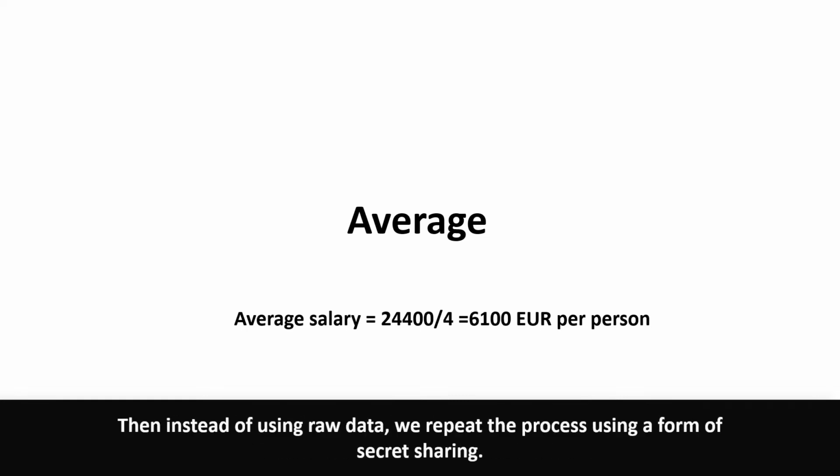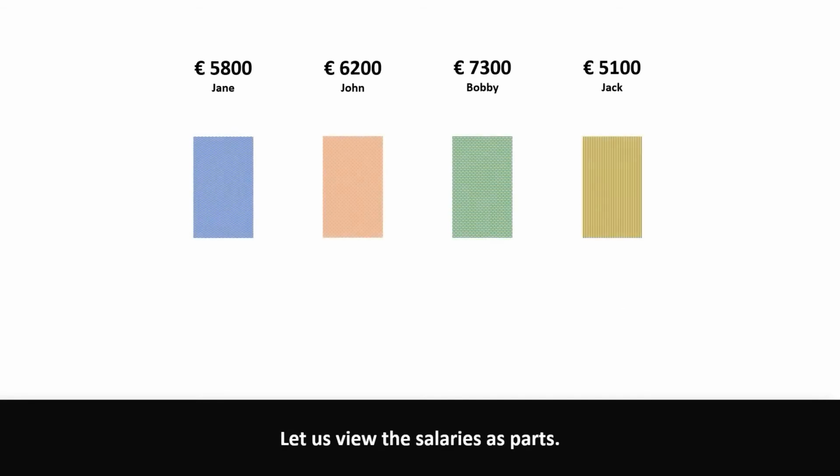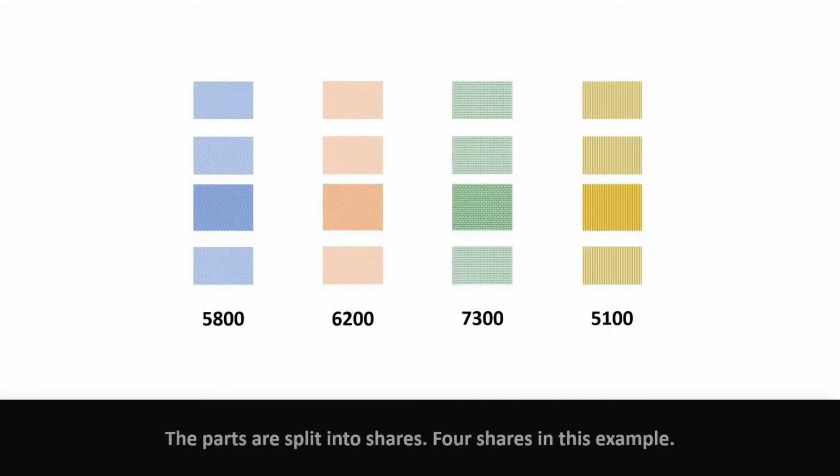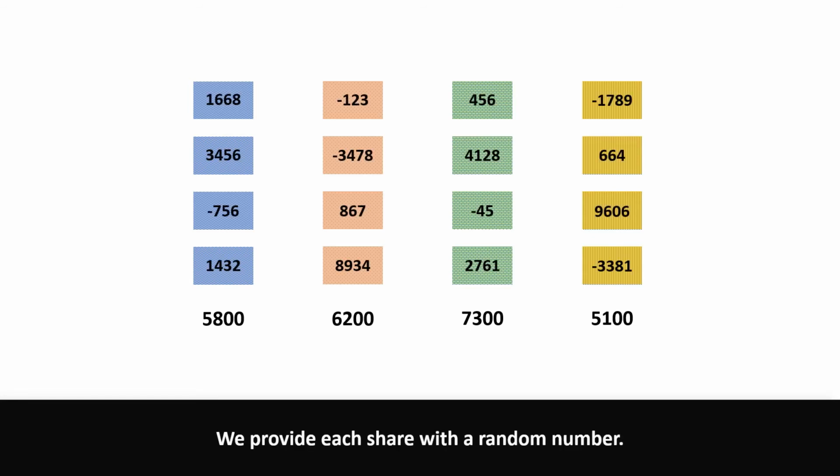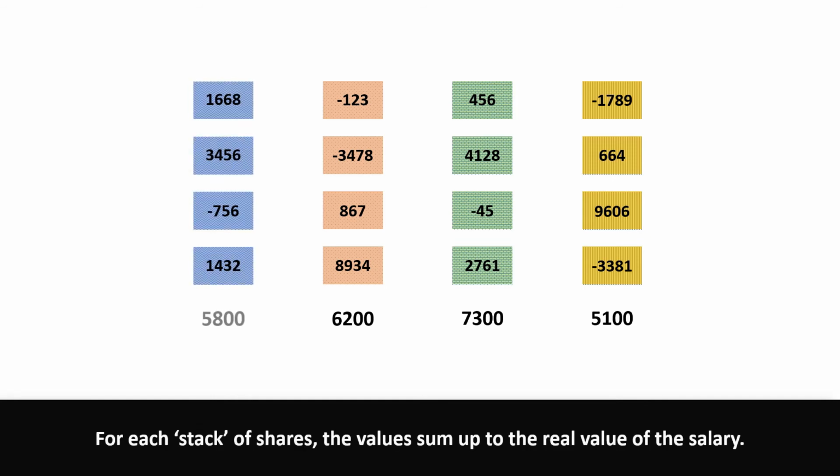Then instead of using raw data, we repeat the process using a form of secret sharing. Let us view the salaries as parts. The parts are split into shares, 4 shares in this example. We provide each share with a random number. For each stack of shares, the values sum up to the real value of the salary.